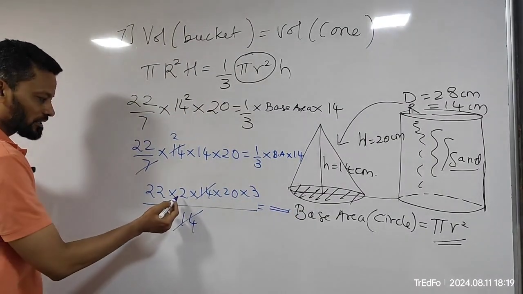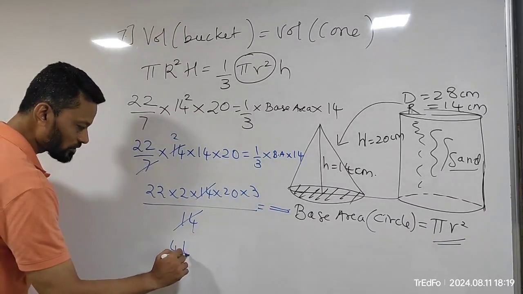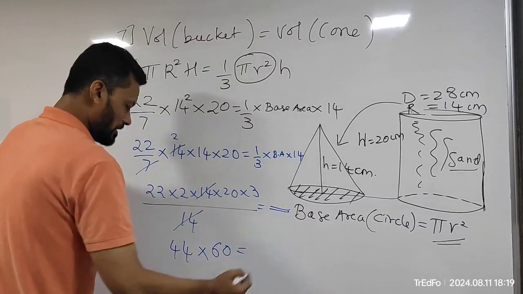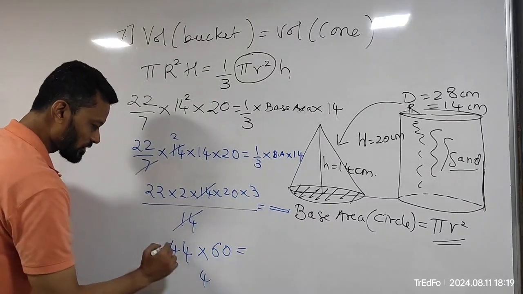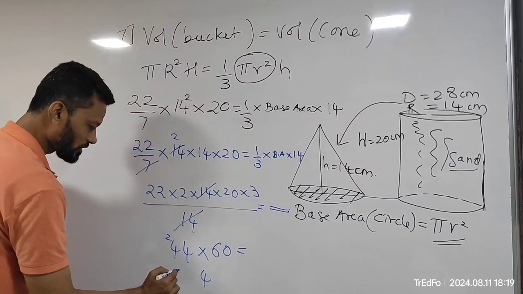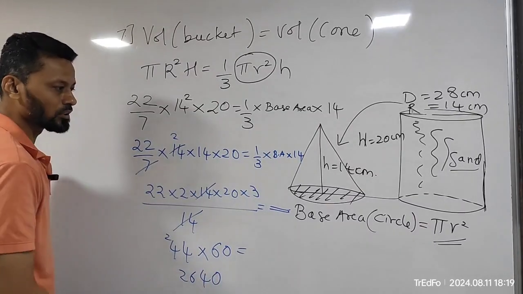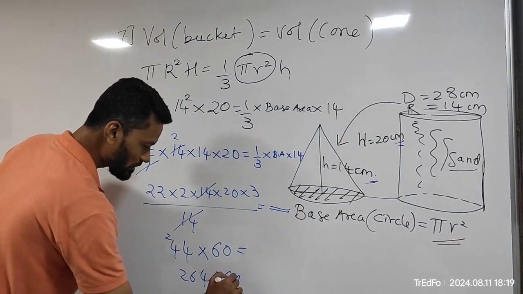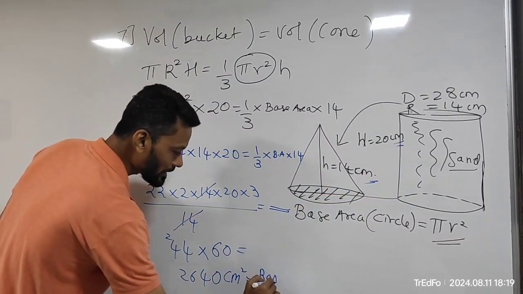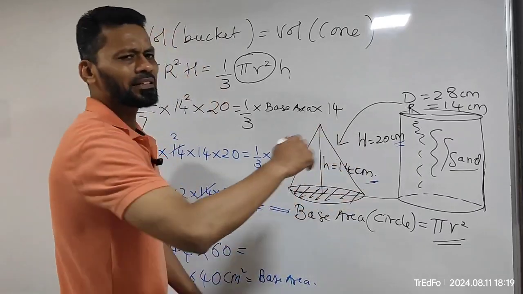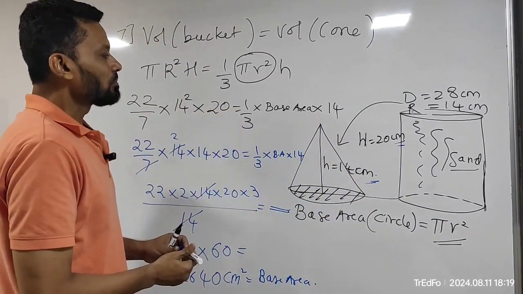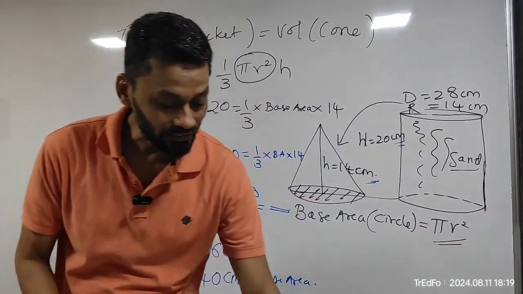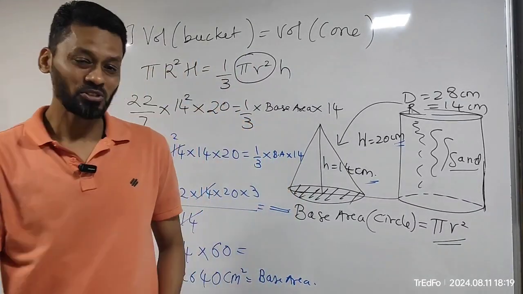Let's check what value we are getting. 2 into 22 is 44 into 20 into 3 is 60. Base area, 6 4s are 24. 4, your 2 carries. 6 4s are 24, 25, 26, 2640, and the unit will be centimeter, so it will be centimeter square. So my base area of a cone. Write a complete sentence. I am not writing everything, but I am just explaining what the concept can be. Is that clear? Let's go to the next question.